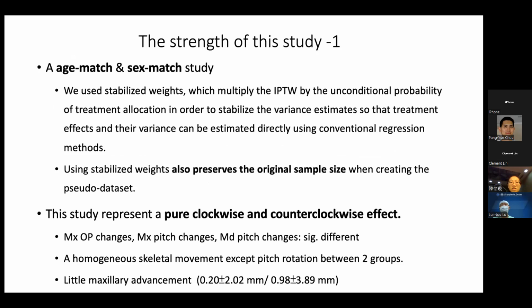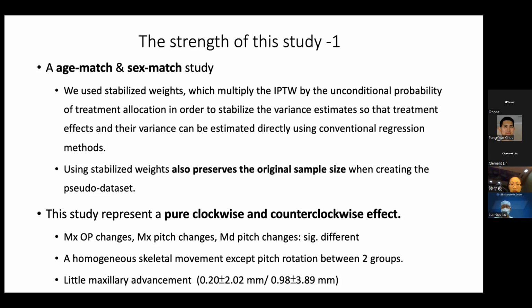The strength of this study is that it is an age-matched and sex-matched study. We adjust the covariates of age and sex to stabilize the variance estimate, so the treatment effect and its variance can be estimated directly using conventional statistics. And this IPTW method can also preserve the original sample size while creating the pseudo data set. And this study presents a pure clockwise and counterclockwise effect.